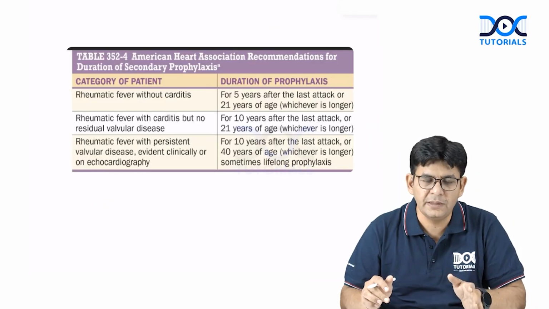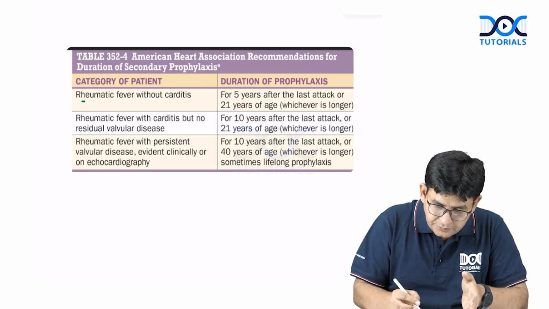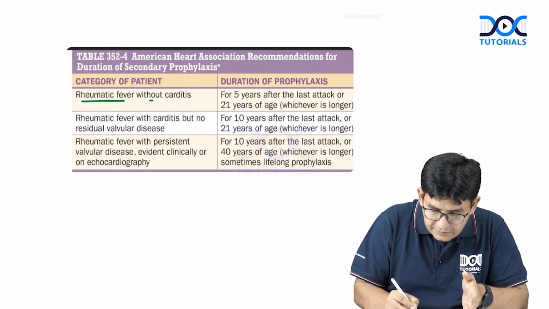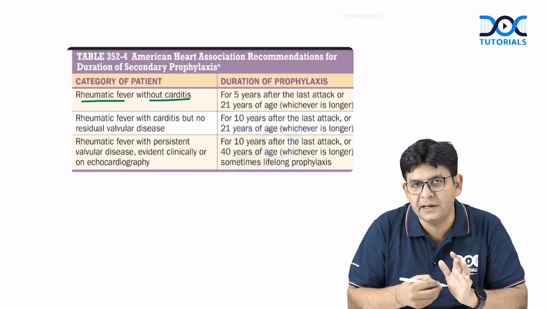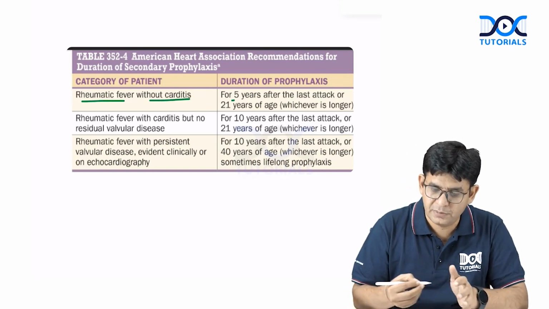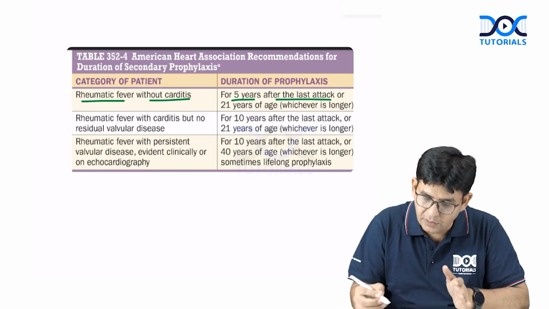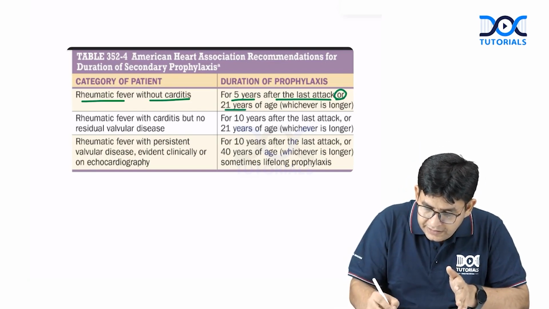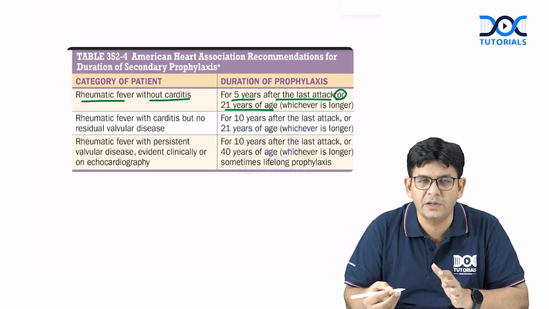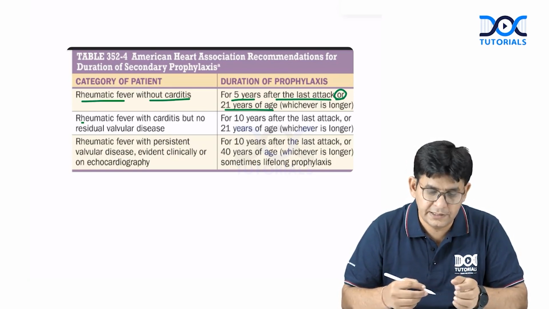Okay, so this is the table from Harrison. As you can see, for rheumatic fever without carditis, the duration of penicillin prophylaxis is 5 years after the last attack or until 21 years of age, whichever is longer. So that is the time period for rheumatic fever without carditis.